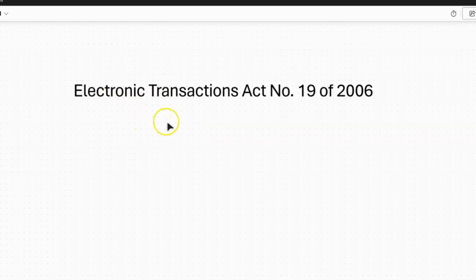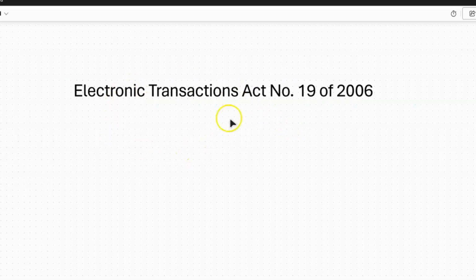Why was this Act introduced? The Act was introduced to legally recognize electronic transactions. It allows electronic contracts, electronic documents, electronic records, electronic communication, and data messages. It also provides for appointment of a certification authority and accreditation of certification service providers.